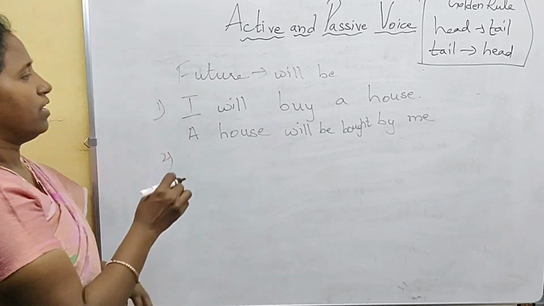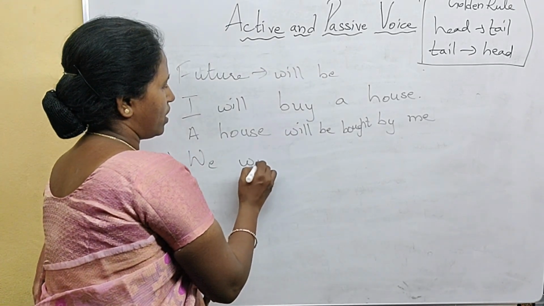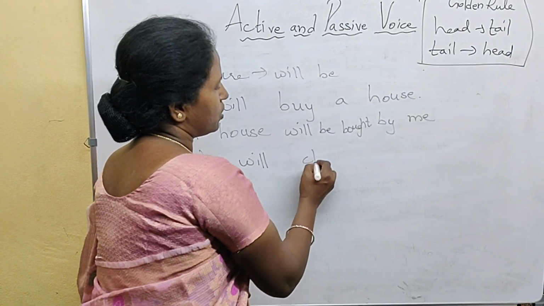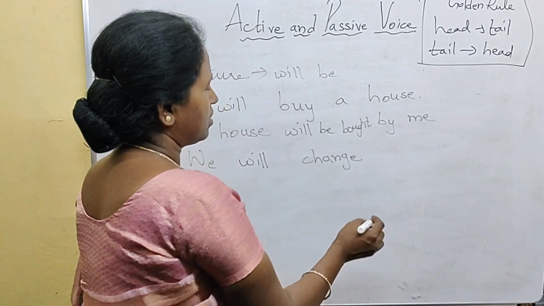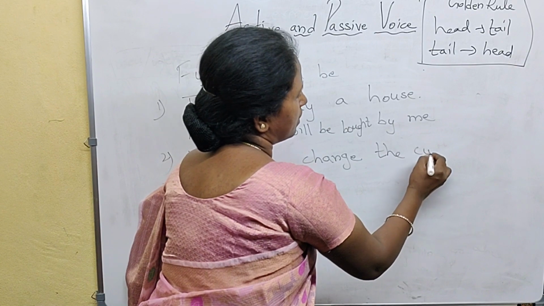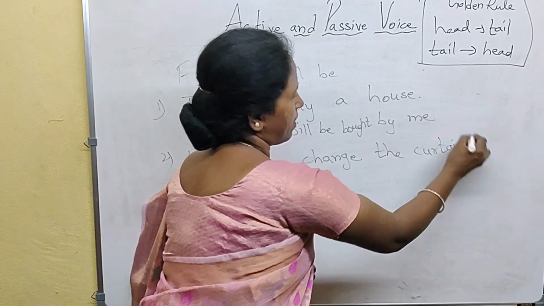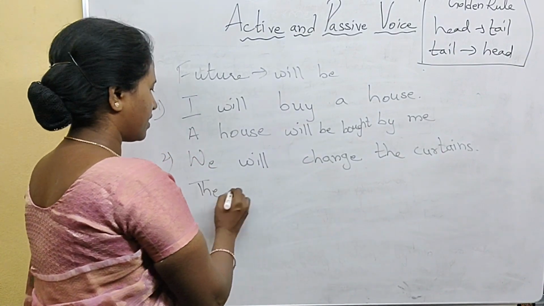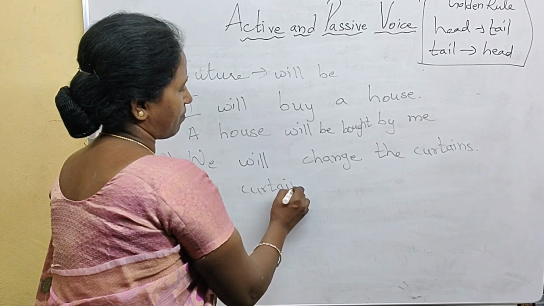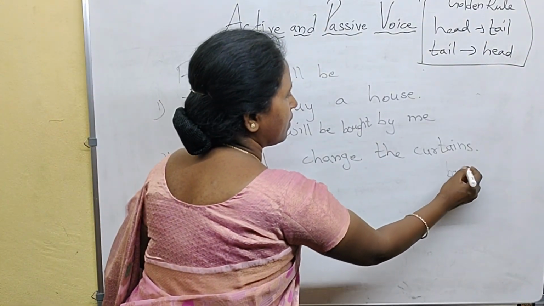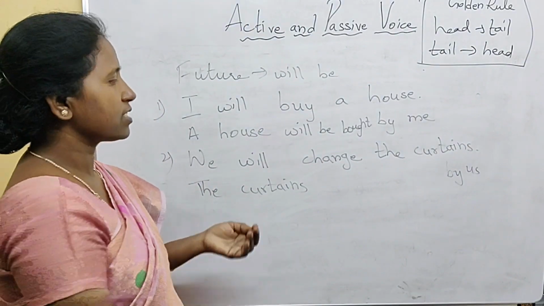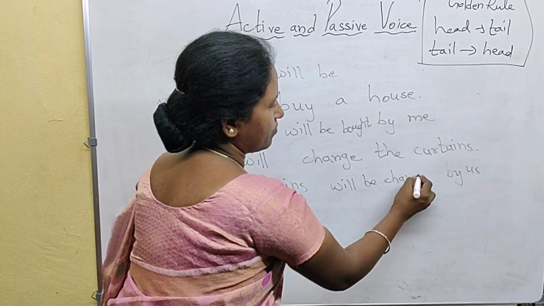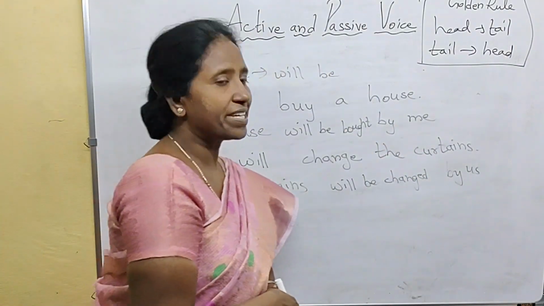Okay, if I say we will change the curtains. We will change the curtains. Suppose if you are telling like this, how will you write? The curtains by us. The curtains will be changed. The curtains will be changed by us.